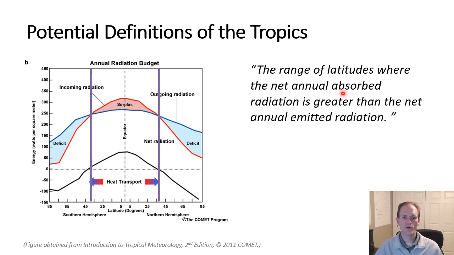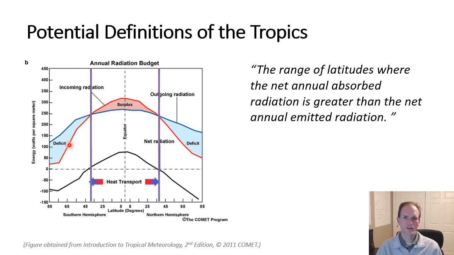So where the net annual absorbed radiation is greater than the net annual emitted radiation, radiation that's lost to space, being emitted by the Earth's surface and/or its atmosphere and being lost to outer space. So there's a range of latitudes roughly between about 35 to 40 degrees north and south latitude where there is a net surplus. That which is incoming or absorbed exceeds that which is lost to outer space. Whereas at higher latitudes, toward the North Pole and toward the South Pole, there's a net deficit.